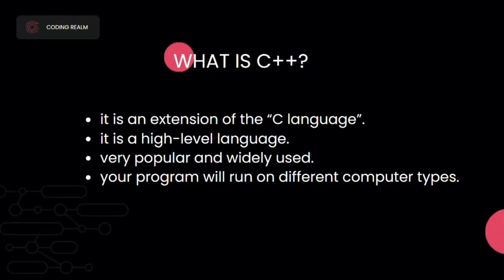First of all, what is C++? C++ is an extension of the C language. It means C++ is the C language plus the object-oriented style. C++ is a high-level language, and it's very popular around the world. With C++, your program can run on different computer types, which is different from other languages like Java and the C language.